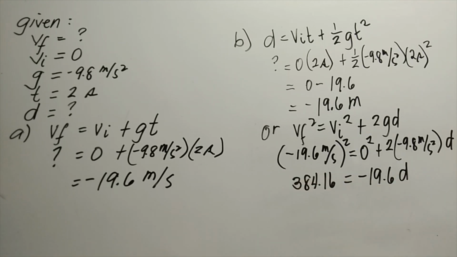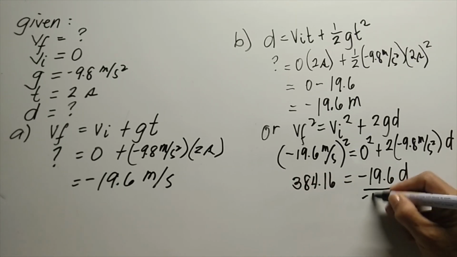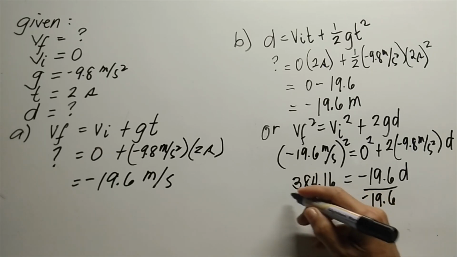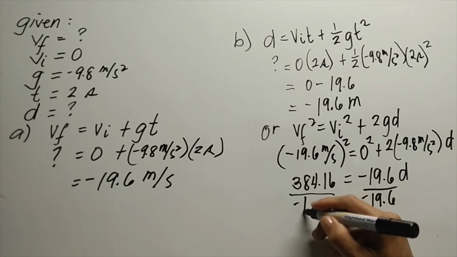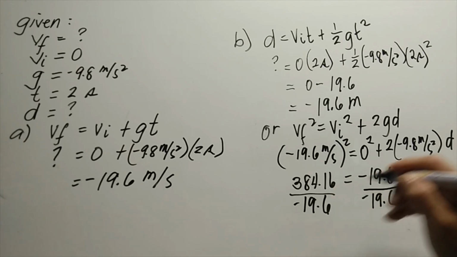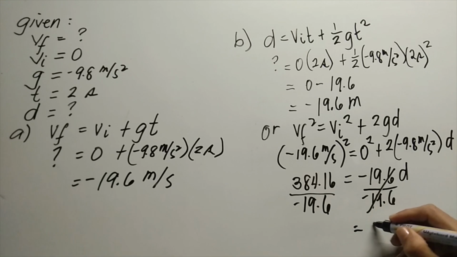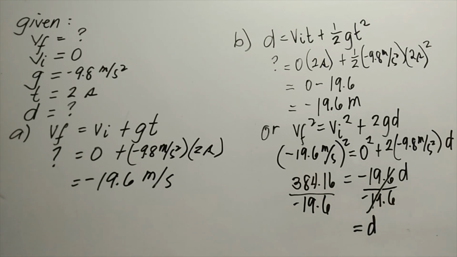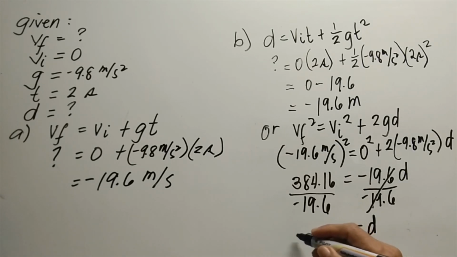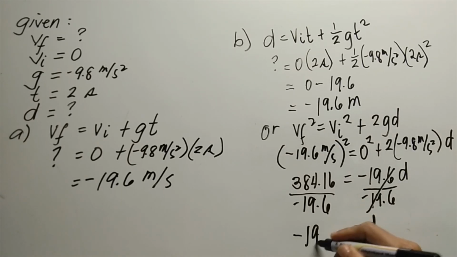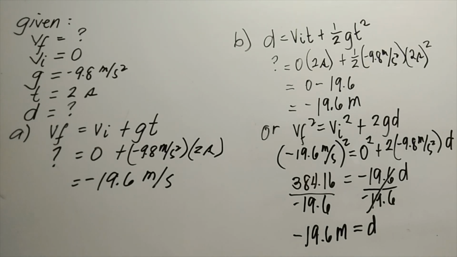Transpose this to the other side. This will be divided by negative 19.6. Divide this by negative 19.6. So this will become 1. So d will remain here. So our final answer therefore will be equal to negative 19.6 meters. Again, negative because it is on a downward displacement.